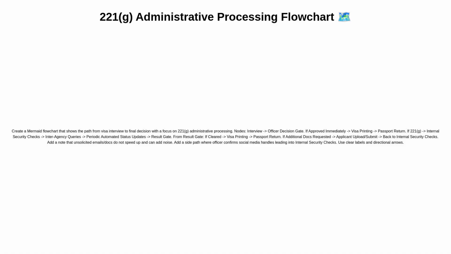This flowchart illustrates the key stages after your visa interview. First, the officer decides whether to approve immediately or to place the case in 221G. If approved on the spot, it proceeds to visa printing and passport return. If 221G is issued, the case enters internal security checks that can involve interagency querying. During this period, status updates may appear periodically, but often do not provide granular details. From there, the process reaches a result gate.